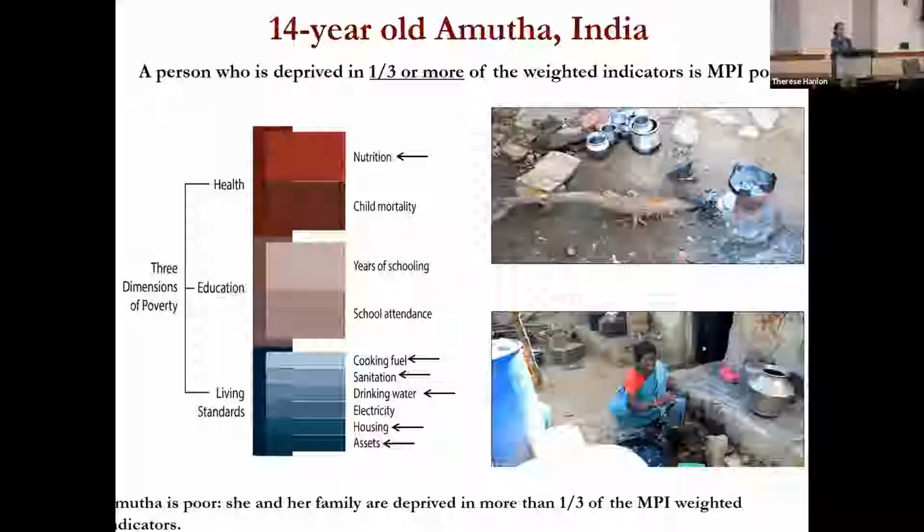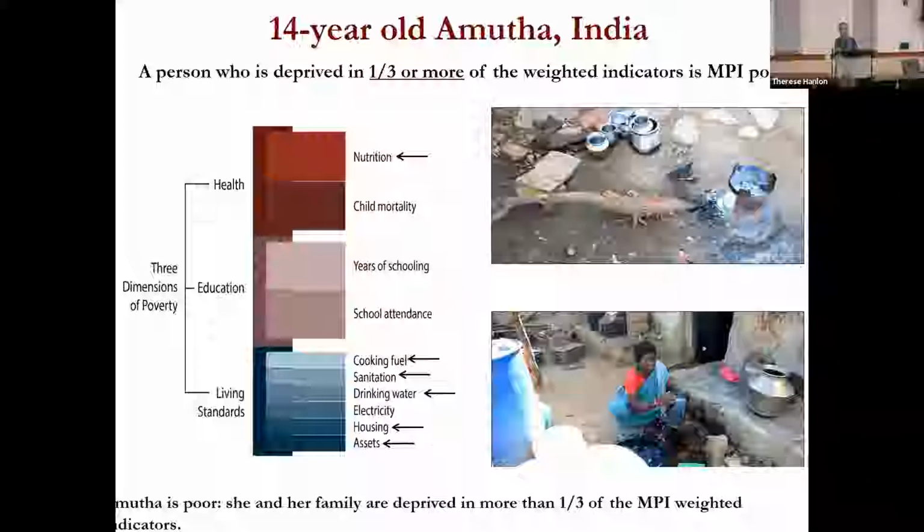If you look across the health indicators of her household, various members of her household face malnutrition. So they're malnourished in terms of body mass index for adults, or stunting or weight for children.